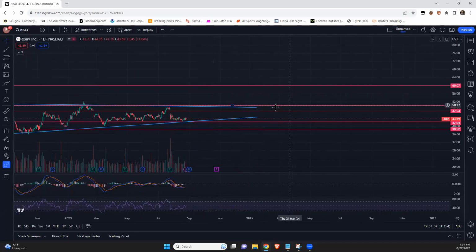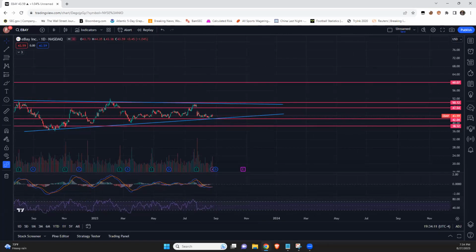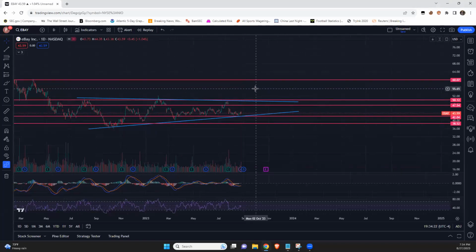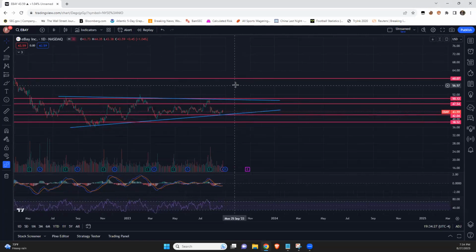I really like this chart. I've been watching this one a lot. I like the idea as long as we hold the 40 to 38.5 area, and I have some October calls that I'm writing, some 45 calls. I think this is a very interesting chart. I think it's presenting a potential low risk setup, as long as we respect the levels.